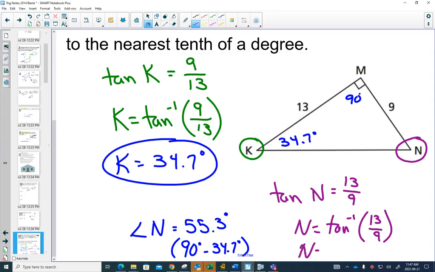So you could find angle N with your calculator, either using tangent or using the fact that all three angles add up to 180. And you can actually use both of them to check each other, right? If you do one method, you could do the other one to check. Should be the same answer. Very cool.